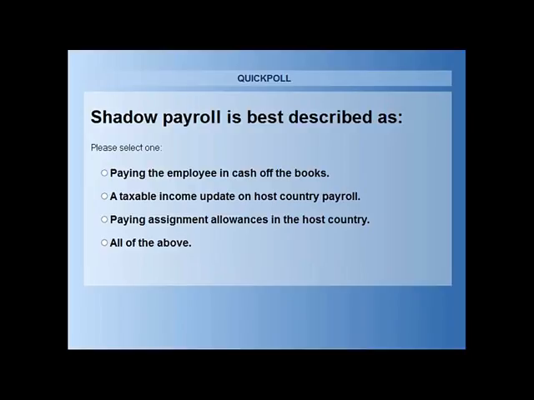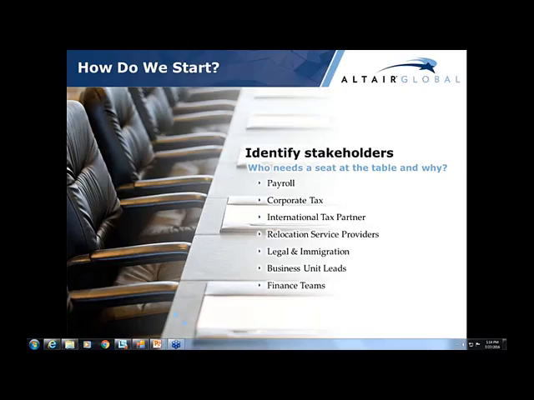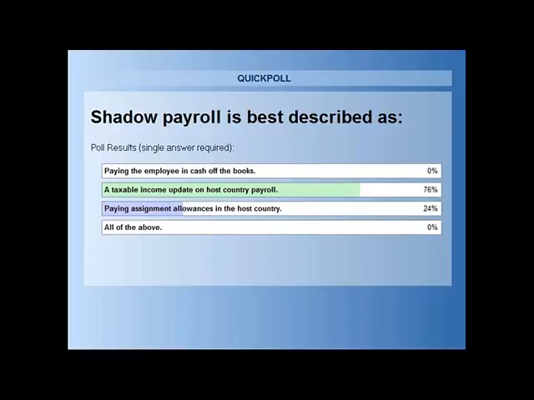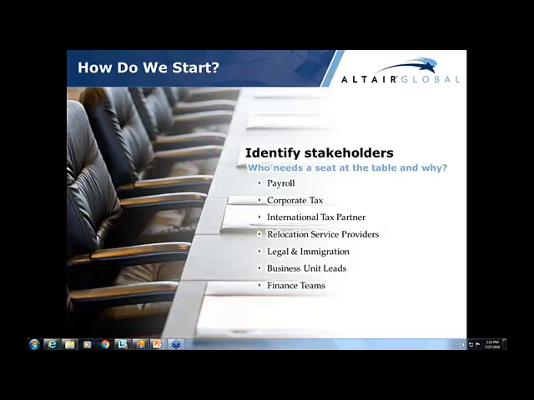And that question is, shadow payroll is best described as A, paying the employee in cash off the books; B, a taxable income update on host country payroll; C, paying assignment allowances in the host country; or D, all of the above. Well, this is great. We also have ethical attendees on the line today. We clearly were not able to stump you with the answer A, which was paying the employee in cash off the books. As you'll see, the majority of our listeners selected B, a taxable income update on host country payroll, and that is the correct answer.